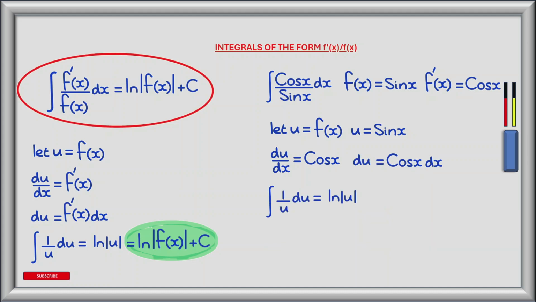And if we make our substitution for f of x, which in this case is sin x, we have the integral of 1 over u du. And this, as we know, evaluates to the natural log of the absolute value of u. And substituting back in for u, we get our final answer of the natural log of the absolute value of sin x plus a constant of integration.